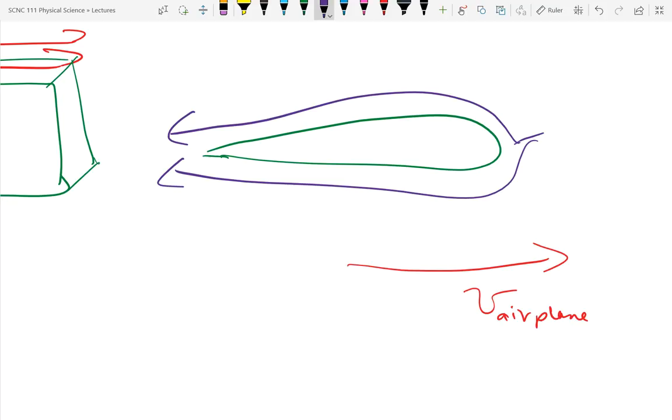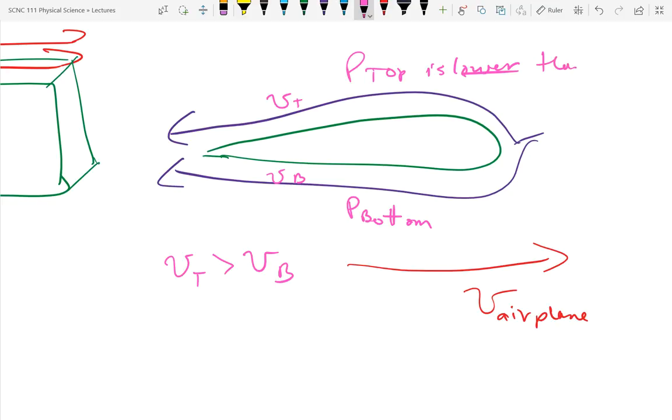But according to Bernoulli, if you have a larger distance on the top than on the bottom, what does that mean about the pressures? The speed on top is faster than speed on bottom. According to Bernoulli, that affects the pressure. How's the pressure going to compare between top and bottom? It's going to be lower on top because of the higher wind speed. So the pressure on top is lower than pressure at the bottom.